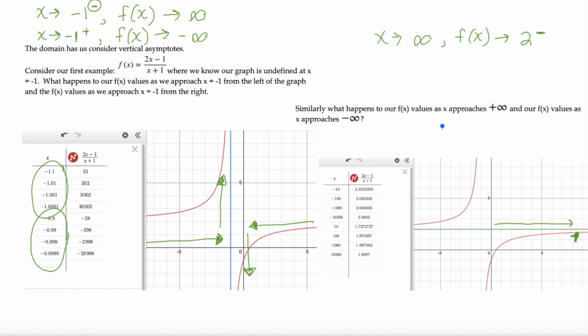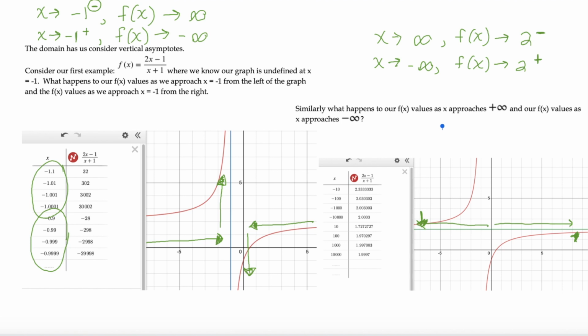Versus as x is approaching negative infinity, our function values are still approaching positive 2, but notice they're approaching positive 2 from the top. So 2, and then in the exponent, if you will, positive, from the top, the positive side. I'm going to have many more examples, so if that was a little overwhelming, I'm going to have many more examples explaining each of these notations in the upcoming examples.